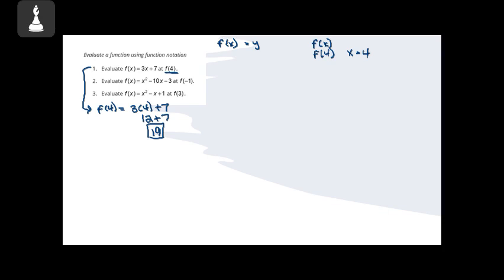Next, the function of x is x squared minus 10x minus 3, and they want us to find f of negative 1. So f of -1 is going to be (-1) squared minus 10 times -1 minus 3. (-1) squared is 1. -10 times -1 is positive 10, and then minus 3. 1 plus 10 is 11, minus 3 is 8.